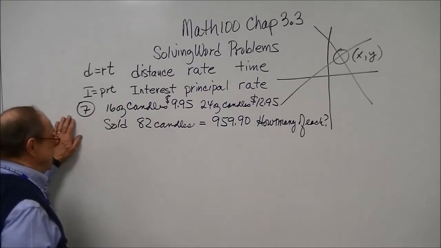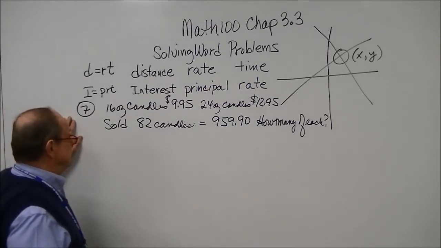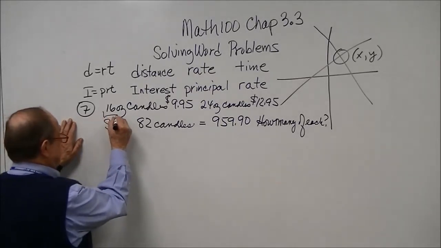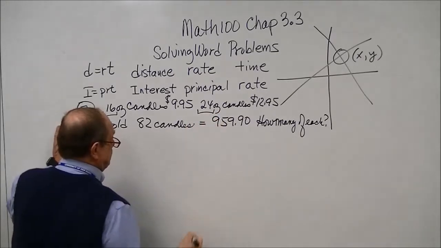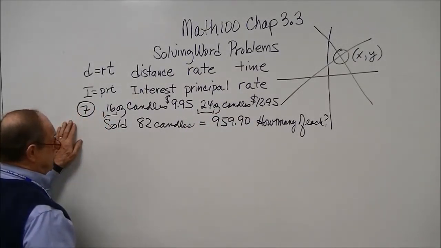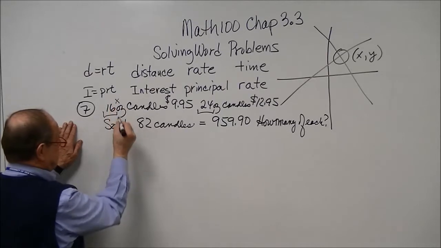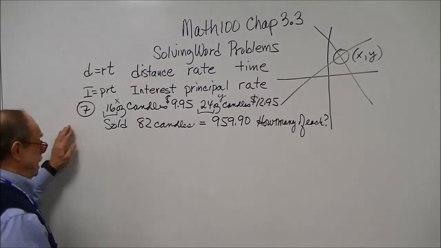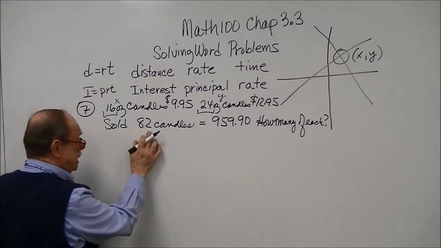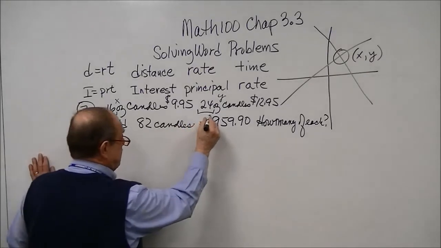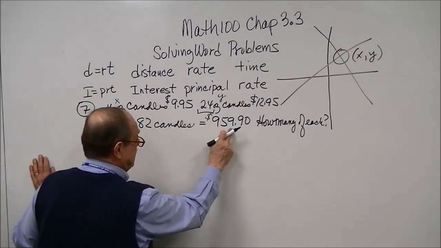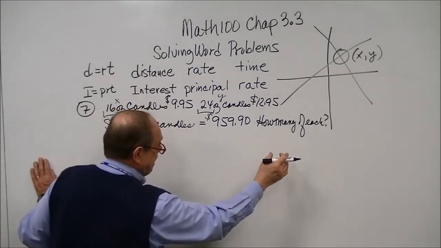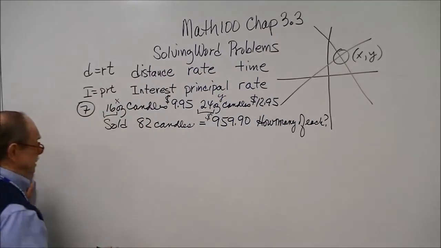For number 7, we have a company that produces candles in two sizes, 16 ounce and 24 ounce. And we're going to call the 16 ounce the X and the 24 ounce the Y. And altogether, this company sold 84 candles and made $959.90. They want to know how many of each kind did they sell.